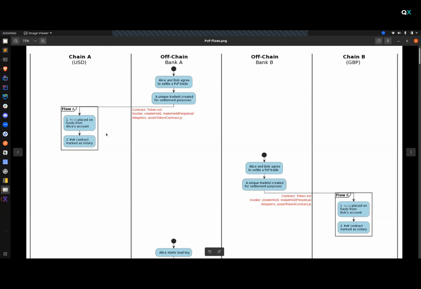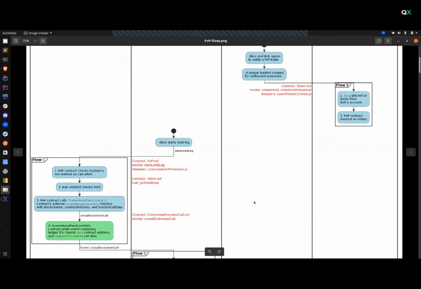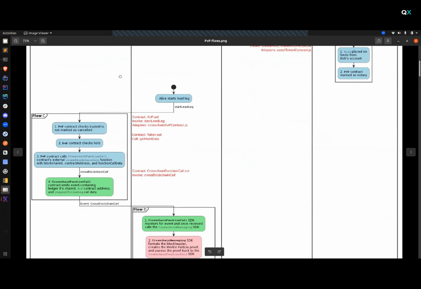Bank A will place a hold for Bank B, and Bank B will place a hold on tokens for Bank A. They will also mark our application layer contract, our PvP contract, as notary, meaning that the contract can execute this hold. So with both assets being placed on hold, we can start our follower-leader or leader-follower protocol. So on the source ledger, Bank A will start the lead leg.